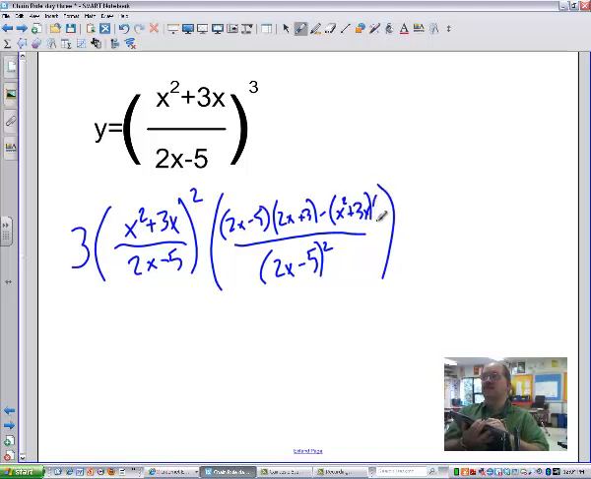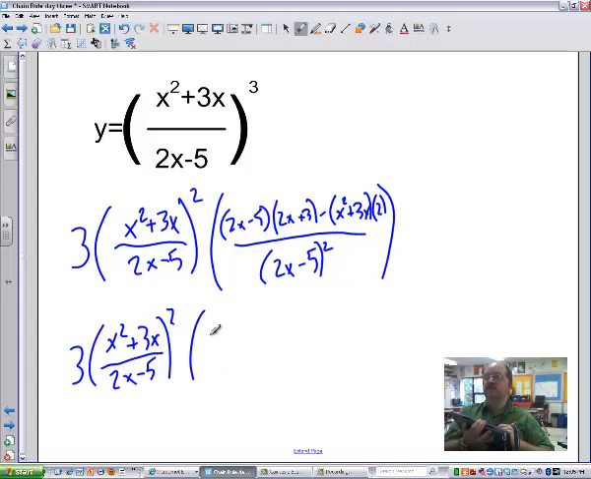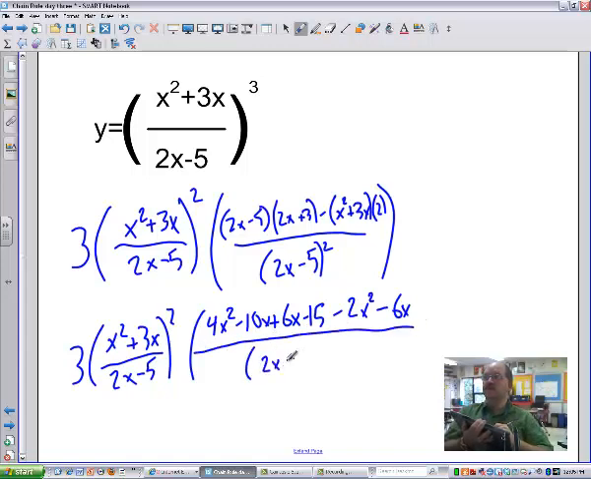D ho is 2. And then we've got to do some work to make this look nice, particularly this part here. We can simplify that because it's simple polynomial stuff. So I've got 3 times x squared plus 3x over 2x minus 5 squared. And then here, let's see, this is going to be 4x squared minus 10x plus 6x minus 15 minus 2x squared minus 6x, check that for me please, over 2x minus 5 squared.